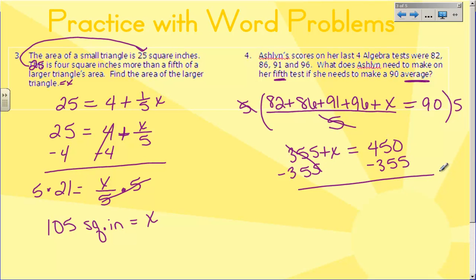And I will get that she needs to make a 95 on her fifth test if she wants to keep an A average. So if she wants to have an A average, an average of a 90, she needs to make a 95 on that next test. That's how you do those kinds of questions.